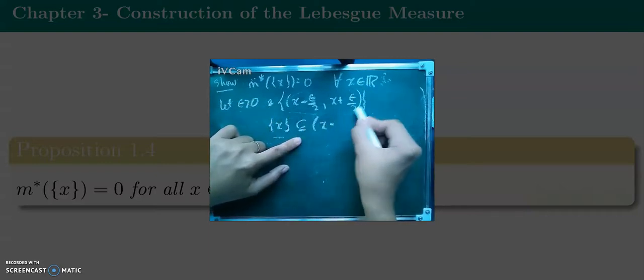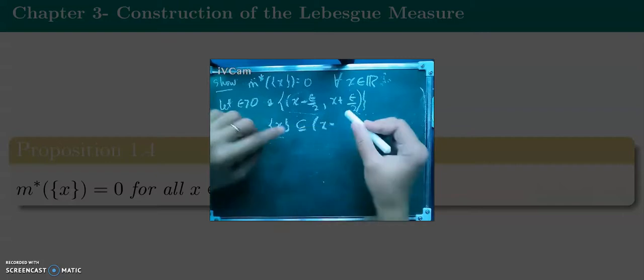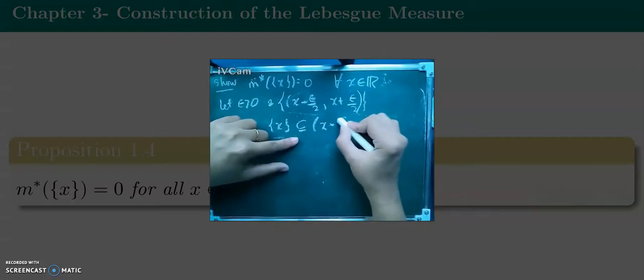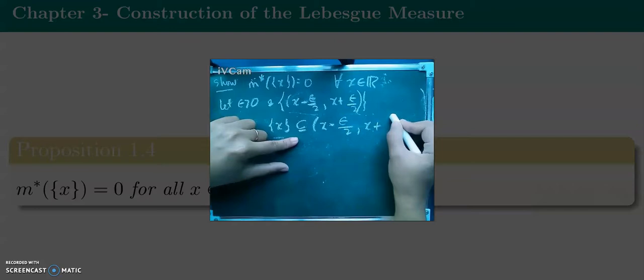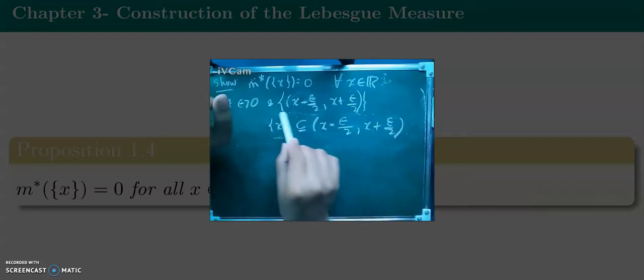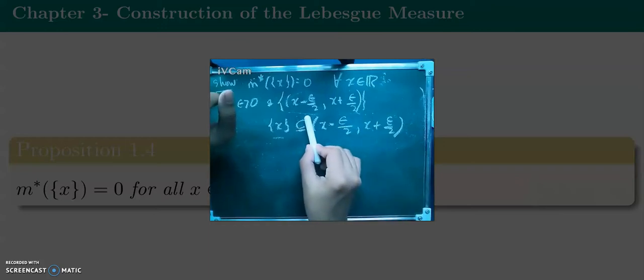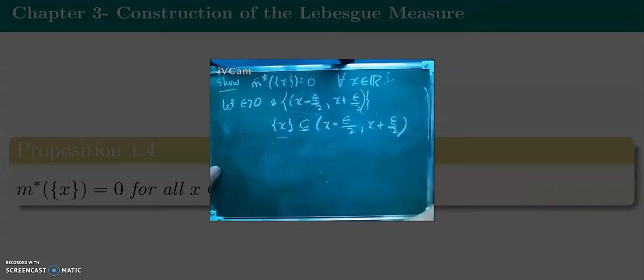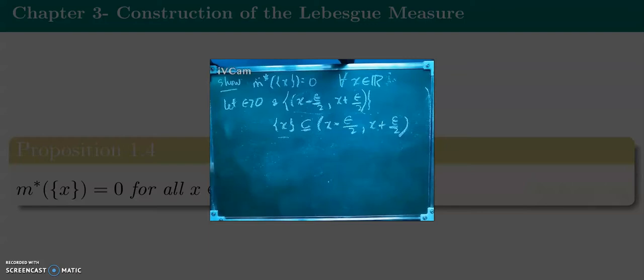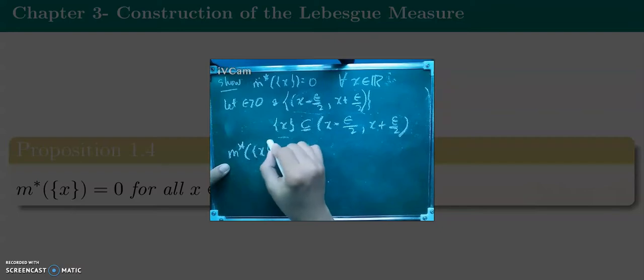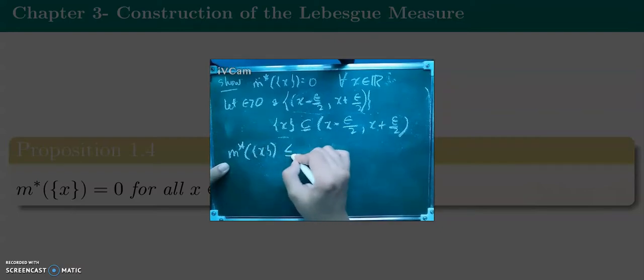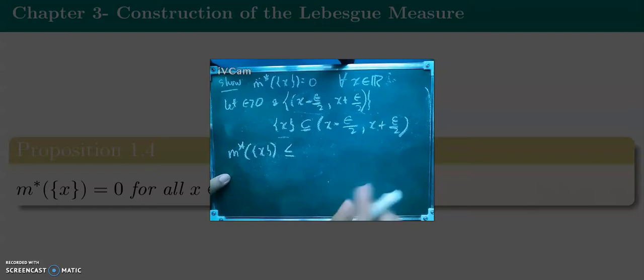We only have one interval, because it is enough to cover our singleton set {x}. Now in this case, this collection is an open cover of the set {x}, so we can write it as this. We will not write the union anymore because we only have one open interval here. So again, by our previous remark 1.2, the Lebesgue outer measure of this singleton set is less than or equal to the summation of the lengths of the intervals.